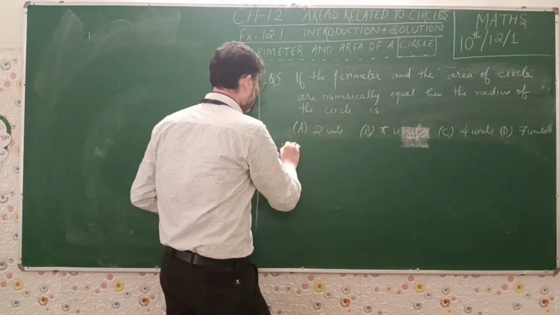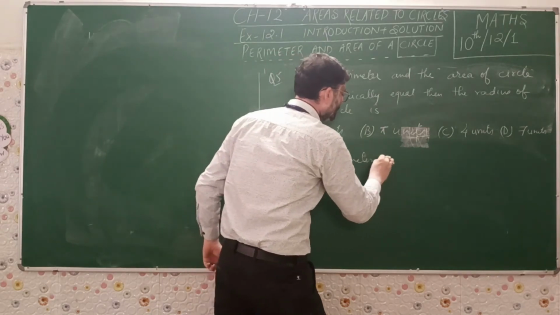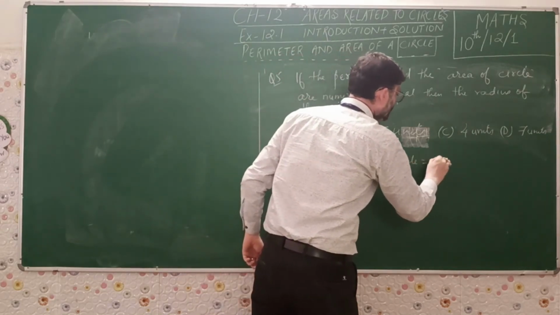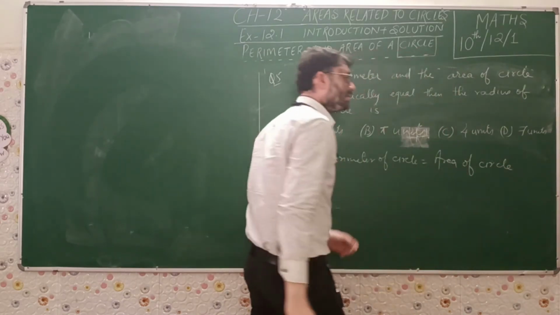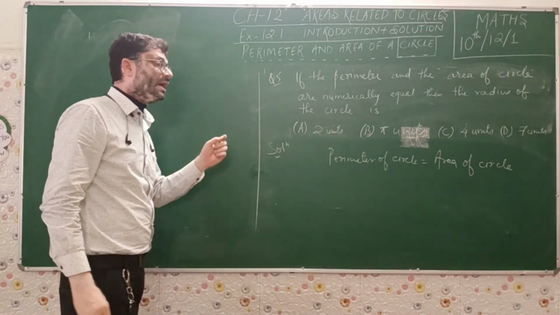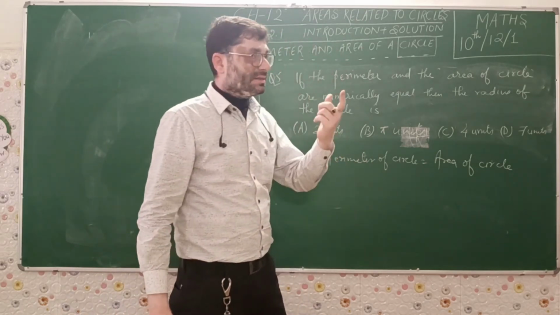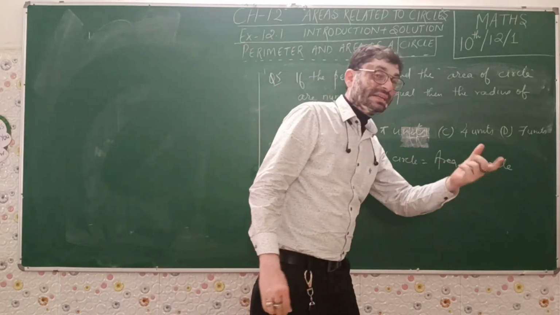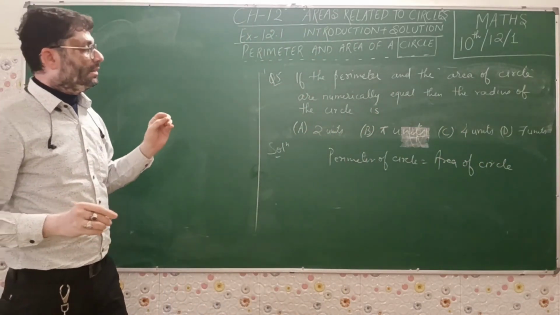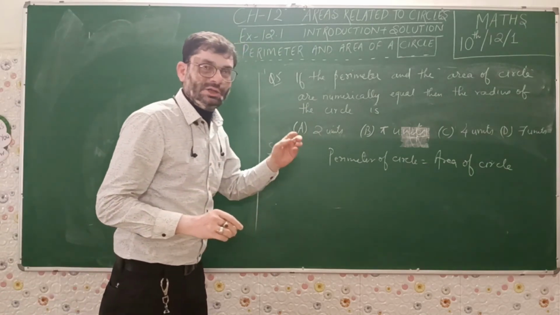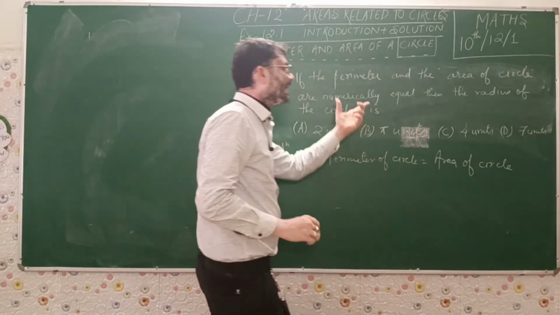So if we solve it, we can say perimeter of the circle is equal to area of the circle, because we are moving on to the numerical values. We are not concerned regarding the units. The unit of perimeter can be, suppose, meter, then area will be meter square. We are only concerned regarding the numerical value. So the perimeter of the circle is equal to the area of the circle numerically, as given in the question.